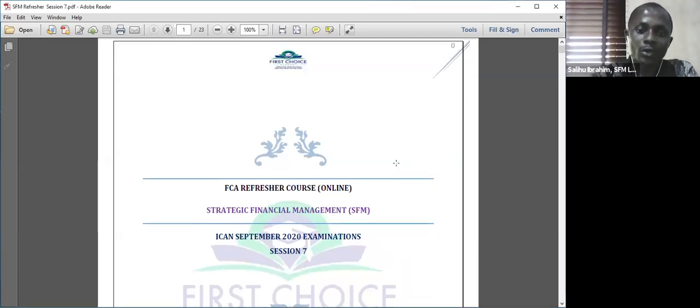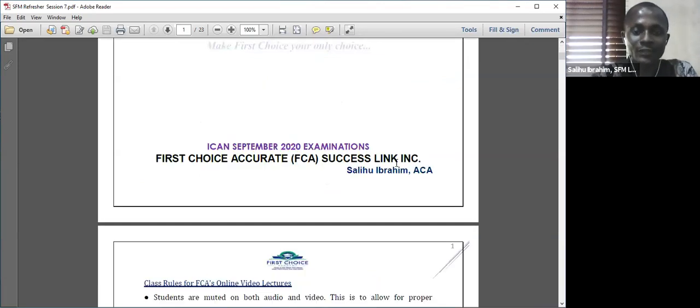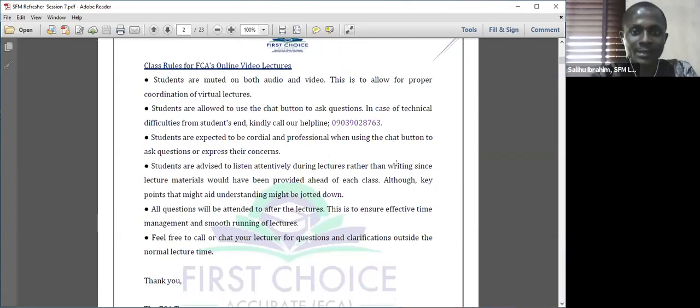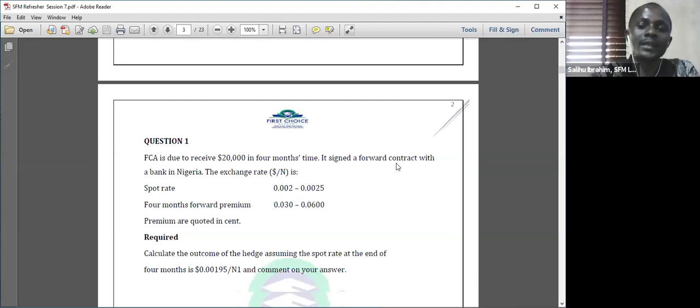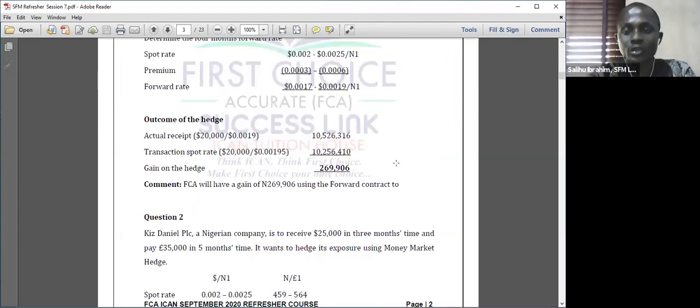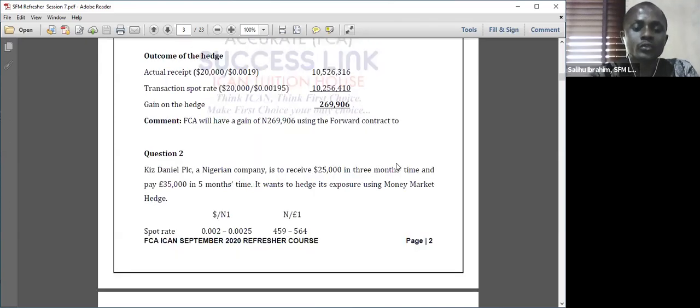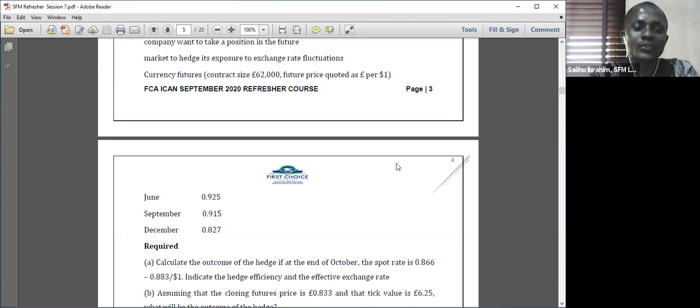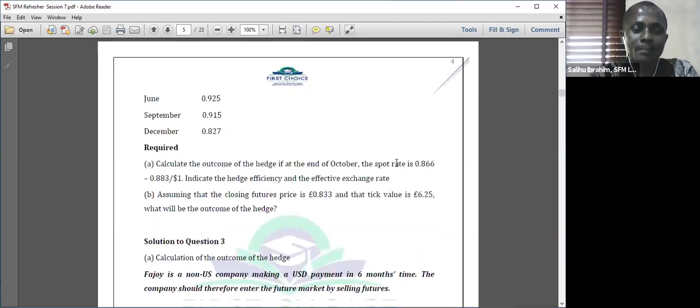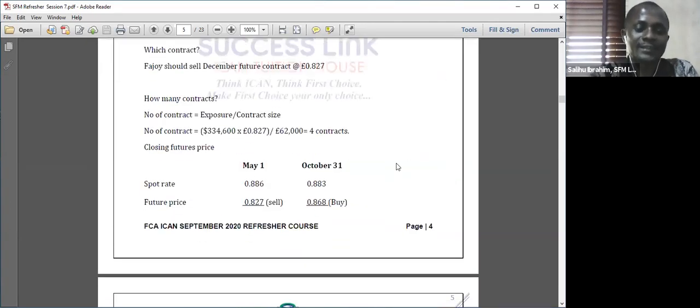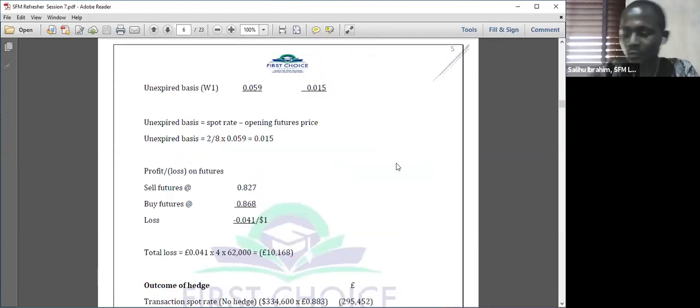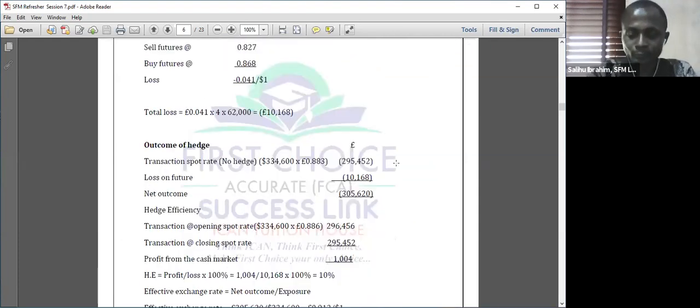We are still on currency risk and interest rate risk management, and yesterday we were able to conclude the currency aspect of the hedging. Today, we are going straight to interest rate risk management. That is the second aspect of the hedging.